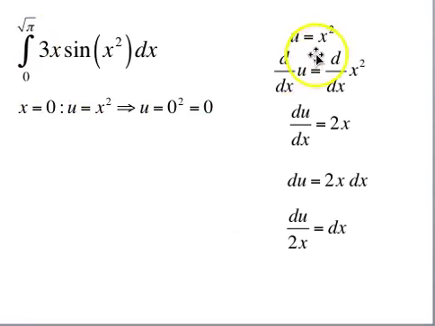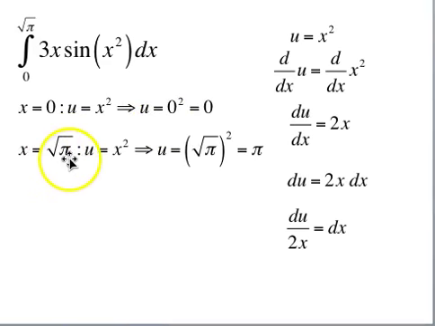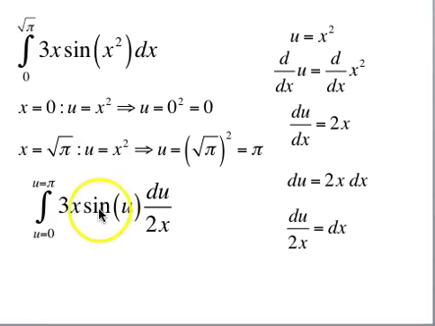Well, x is 0. u is x squared, so 0 squared is 0. And if x is root pi, squared is pi. So our lower endpoint is 0, and our upper endpoint is going to be pi. So again, the new endpoints are u is 0, u is pi, 3x sine of u, dx is du over 2x. The x's cancel, 3/2 comes out front, integral of sine u du.